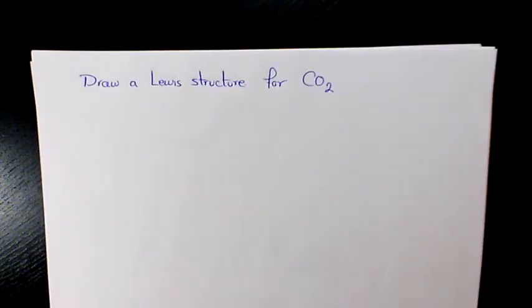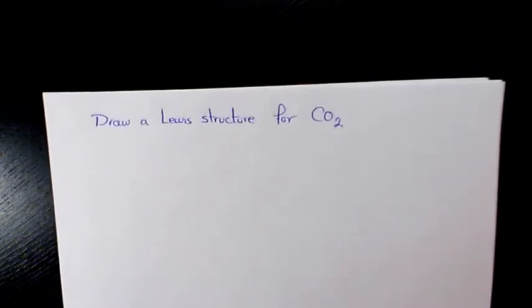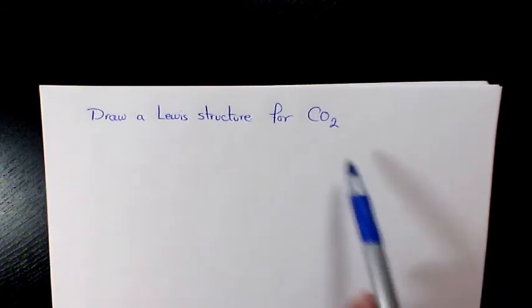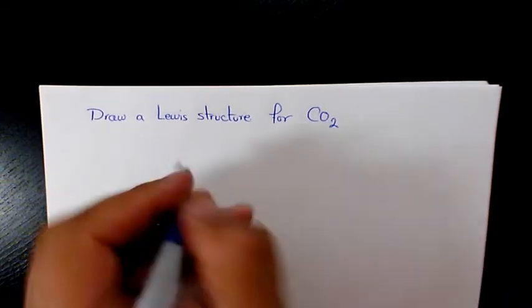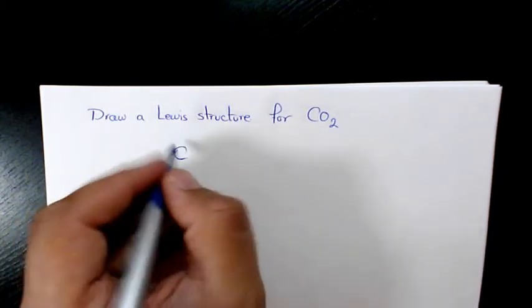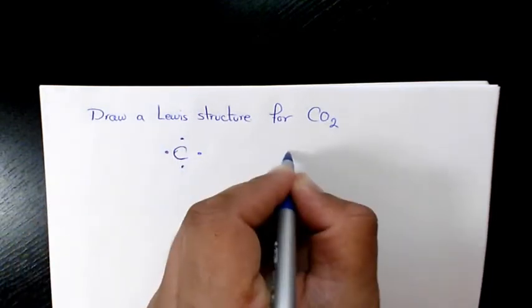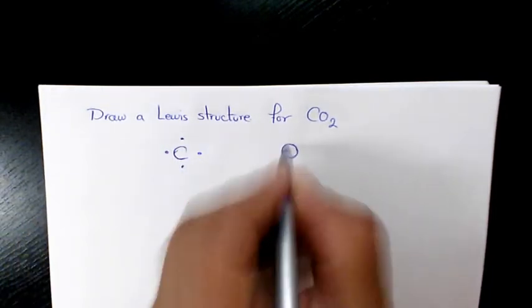We need to draw a Lewis structure for CO2, carbon dioxide. So first of all, we need to identify the central atom, as I said, which is usually the element with the highest bonding capacity, or we can say the one that we have only one of them. So here we have carbon, and carbon has 4 valence electrons. On the other hand, oxygen is 6.